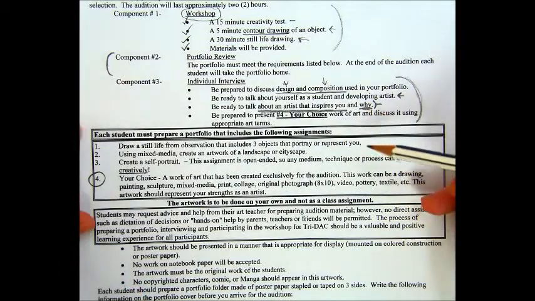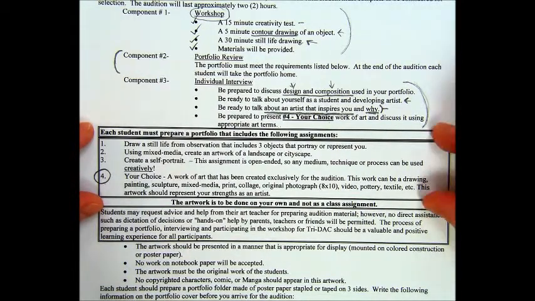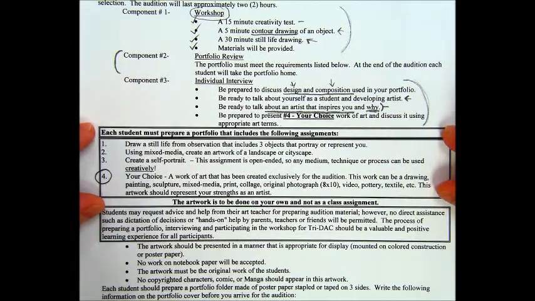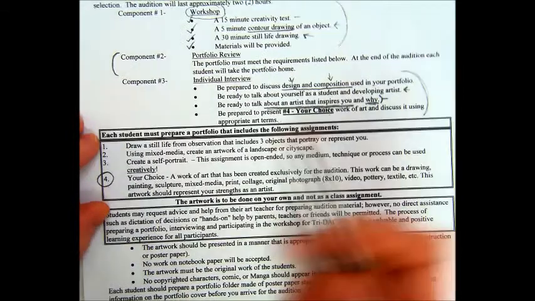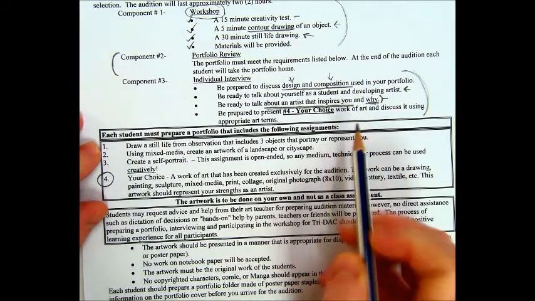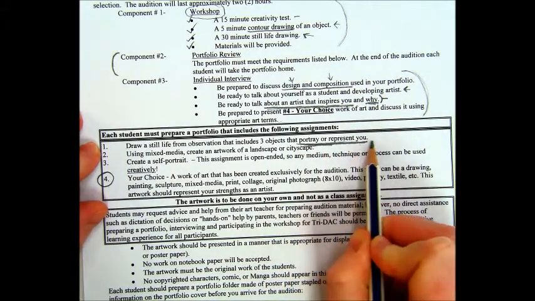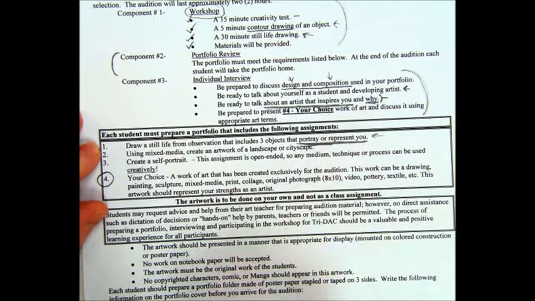Okay, your portfolio. This is what's going to take the most amount of time because you have to create 4 artworks specifically for this audition. This can't be work you've already created, unfortunately. One is draw a still life from observation that includes 3 objects that portray or represent you. Okay, things you like, things about your personality. Okay, think of things that could symbolize you.